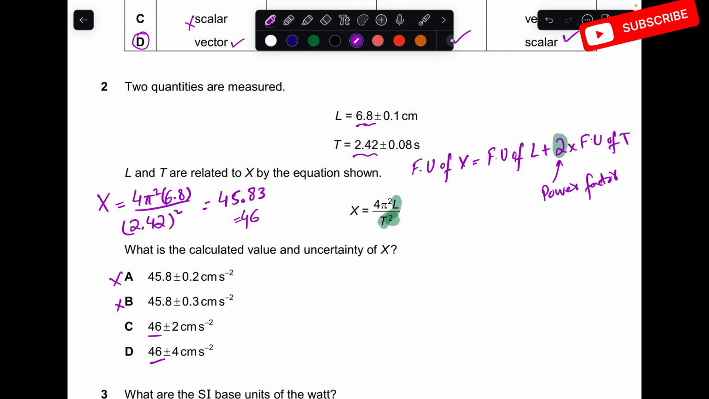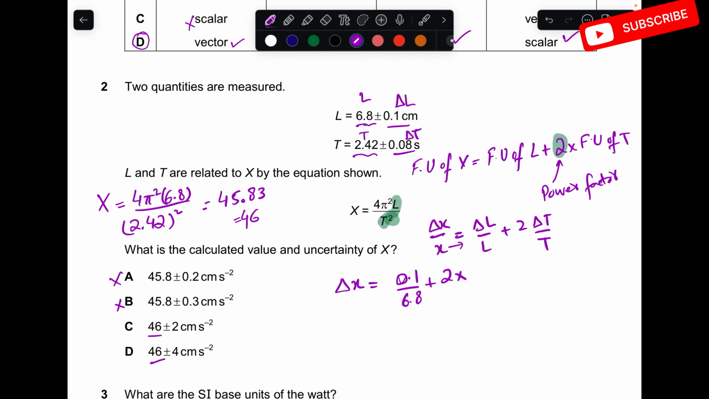So fractional uncertainty of X will be delta X over X, that is equal to delta L over L plus 2 delta T over T. So this is delta L, this is delta T, this is L and this is T. Okay, and X we also know. So delta X we need to find. This X will also go on the right hand side, so delta X will be delta L over L, delta L is 0.1, L is 6.8, plus 2 multiplied by delta T, 0.08, divided by 2.42, whole multiplied by the value of X, which is 46.